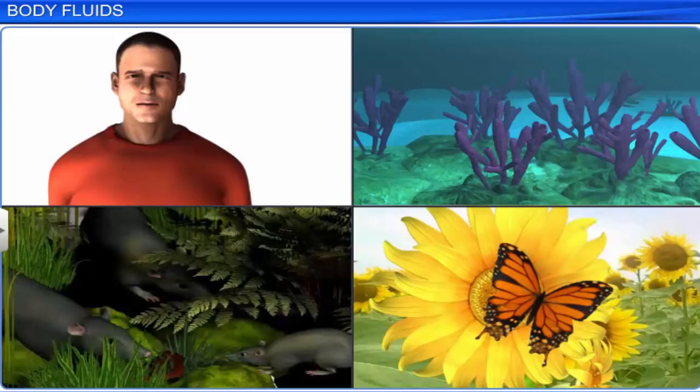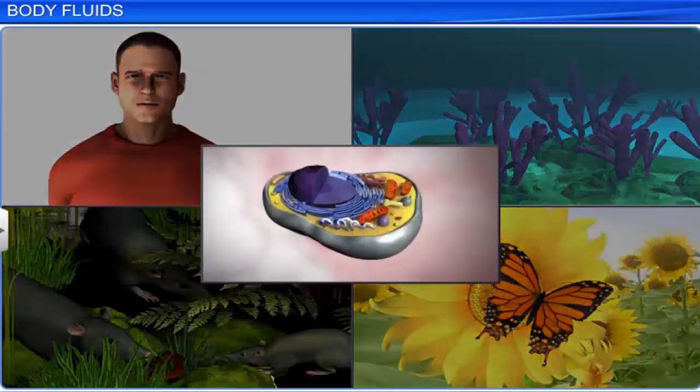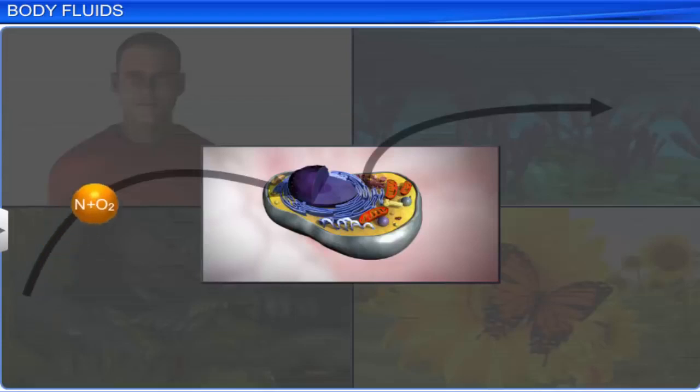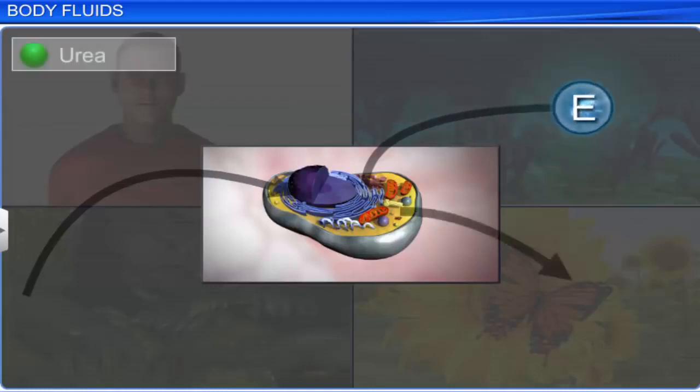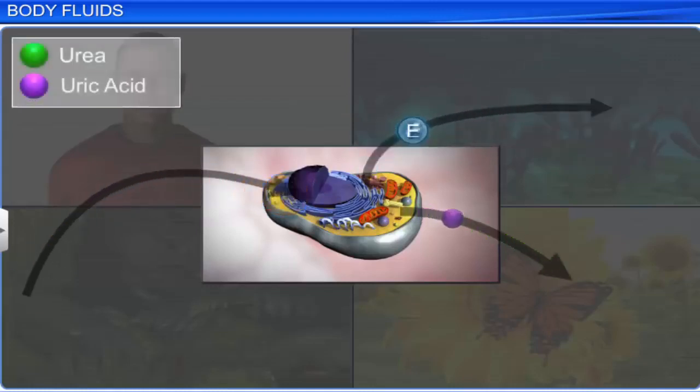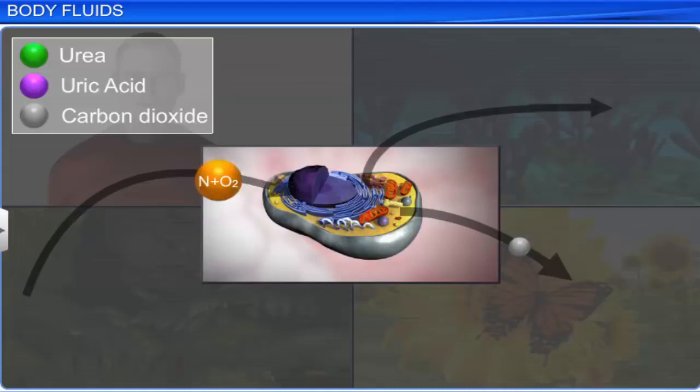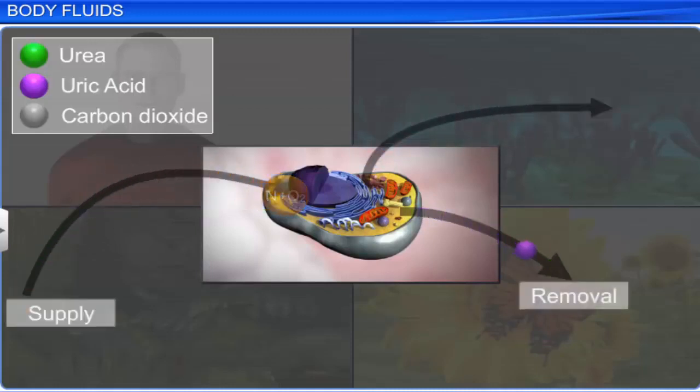All living organisms contain cells which require nutrients and oxygen to produce energy. Cells also produce wastes such as urea, uric acid, and carbon dioxide. Hence, there should be a continuous supply of nutrients and removal of waste from the cells.